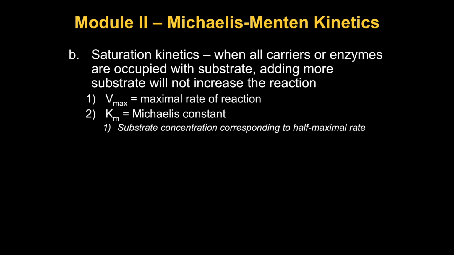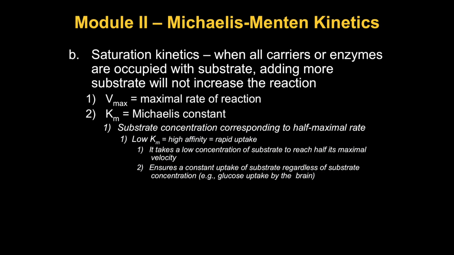The second term here is something called Km, or Michaelis constant. This is the substrate concentration that corresponds to half of Vmax. So it's half the maximal rate. Km is just a concentration value of that particular substrate at which you'll achieve half of the maximal velocity that a given chemical reaction could run at.